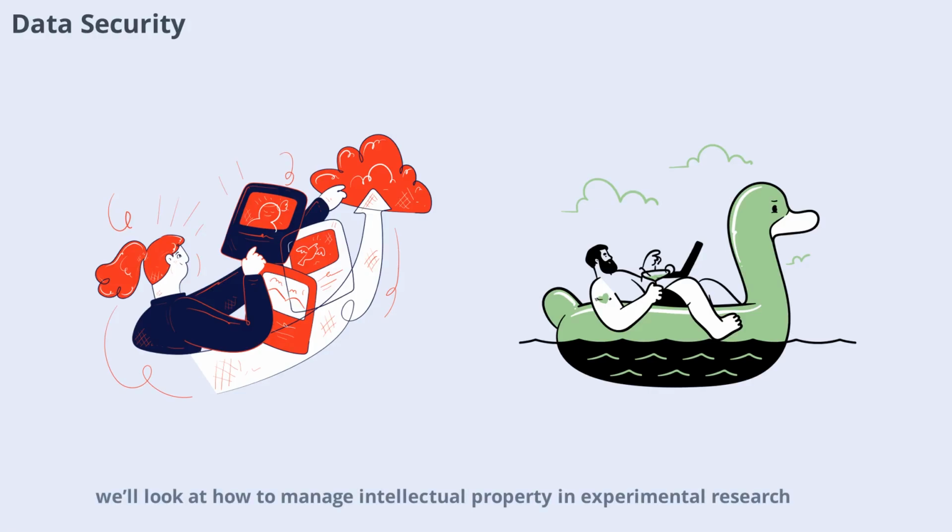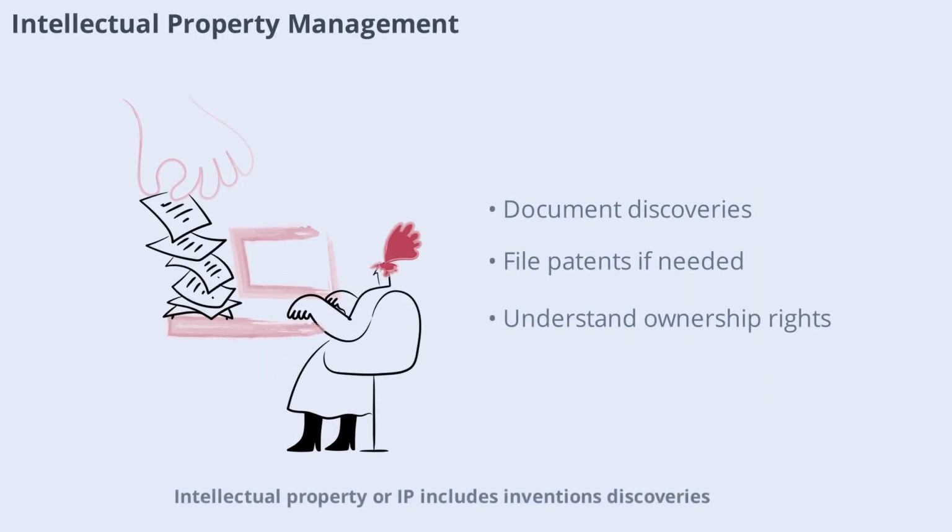Next, we'll look at how to manage intellectual property in experimental research. Intellectual property, or IP, includes inventions, discoveries, and data generated during experiments. Managing IP involves documenting discoveries, filing patents, and understanding ownership rights. Proper management protects researchers' work and encourages innovation. Institutions often have dedicated offices to help with IP issues.